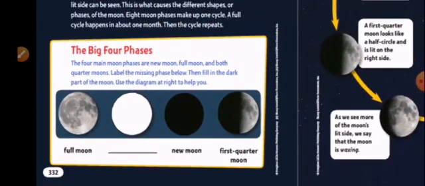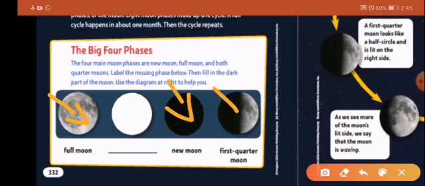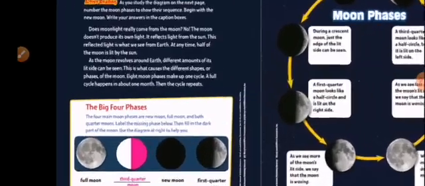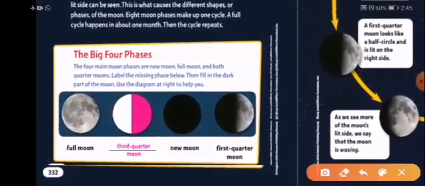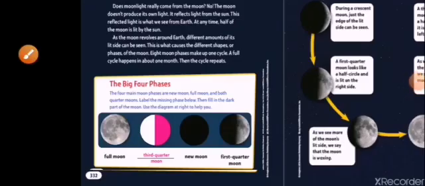Now open your science book on page 332. We have here a diagram for the big four phases, or the four main moon phases. As we say before, that we have the full moon, then another shape for the moon, then a new moon, and the last one, first quarter moon. So which moon phase is missing here? Excellent, it will be the third quarter moon. So we will write, the third quarter moon.